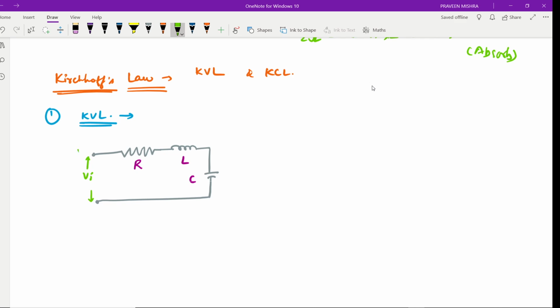Let us consider this one is the positive terminal and this one is the negative terminal, and this one is the current I. What is the behavior of resistor, inductor and capacitor? They are passive elements, so current will enter at the positive terminal and leave at the negative terminal. So this one will be the voltage across R, VL, this.